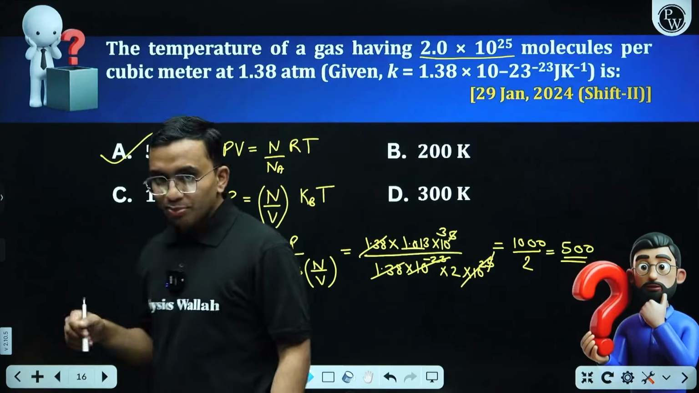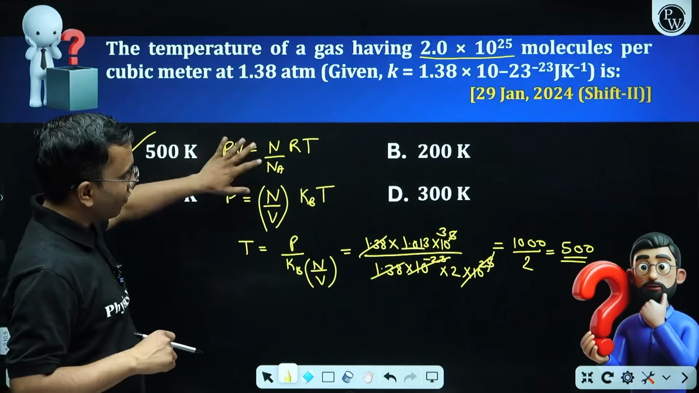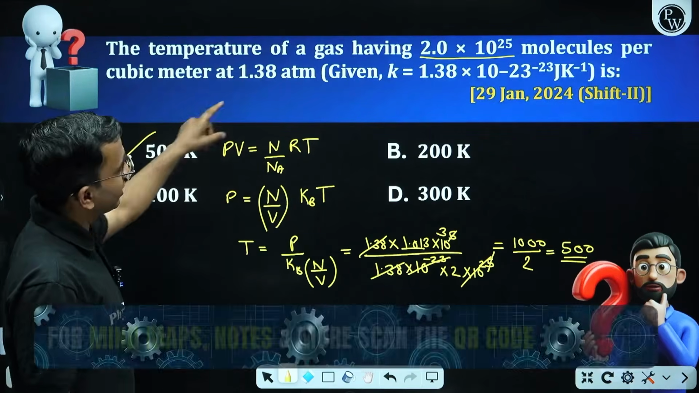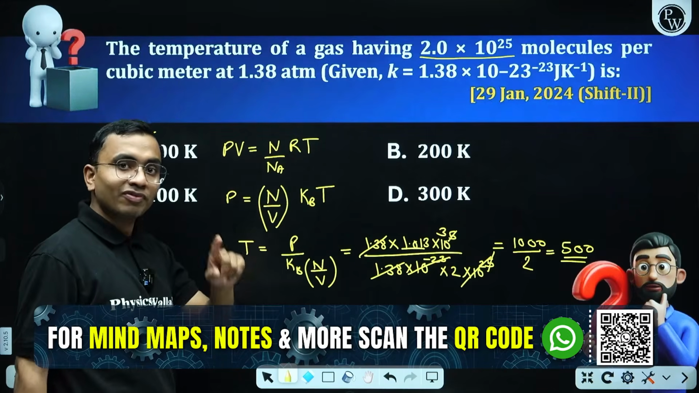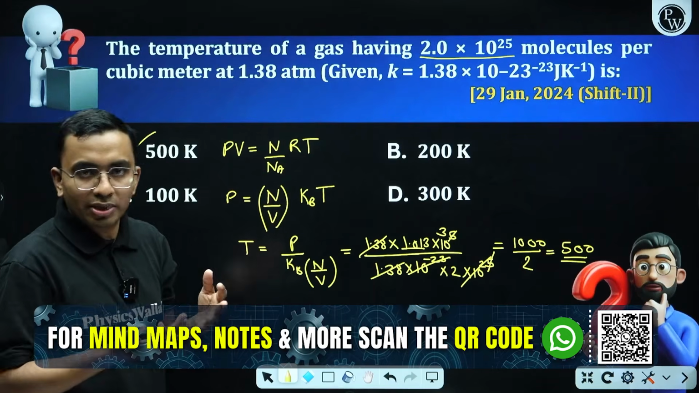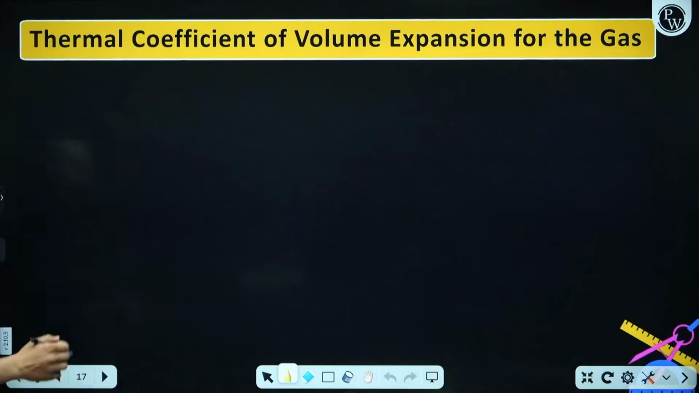Now here you may say PV is equal to nRT, but the given things are not as per the formula directly. You need to understand how we can write this term, molecules per meter cube. This is N by V. These types of things you have to think, because the examiner can change the question accordingly. So you have to think which quantity it actually is.